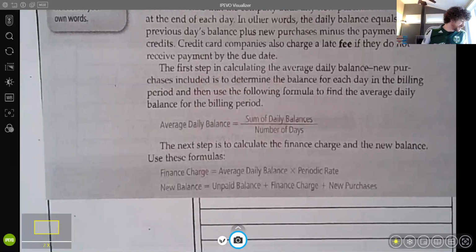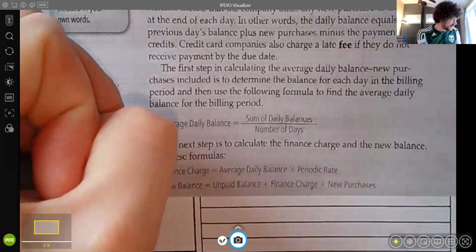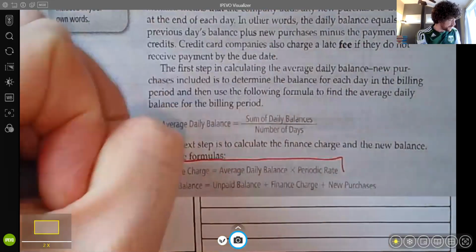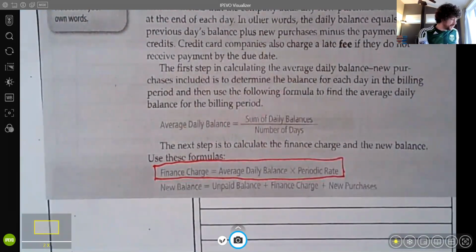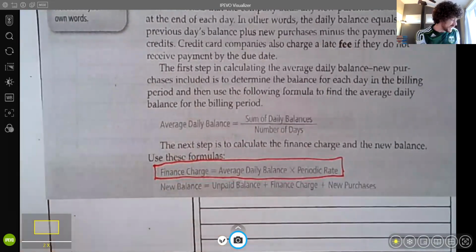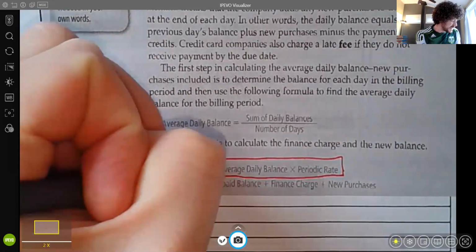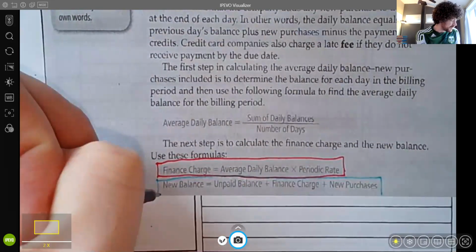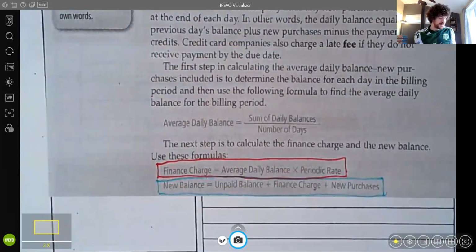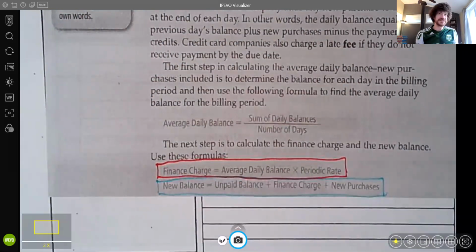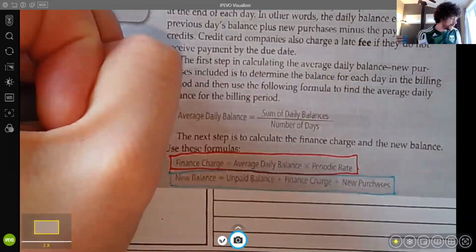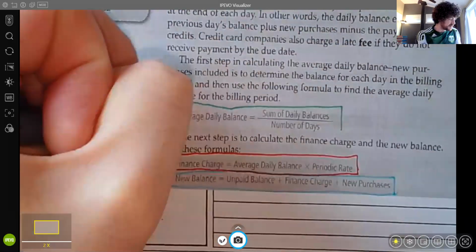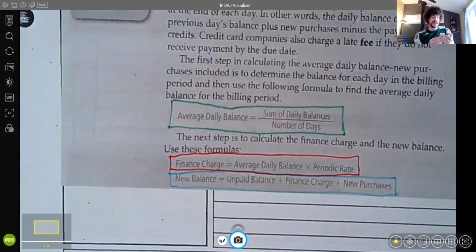Let's see, the average daily balance. Finance charge, I used red, so I'm just going to put this one in red again. And I used blue for the new balance. And by the way, these are the exact same formulas that we used a couple days ago for finance charge and new balance. This top one, though, is different. I used yellow the other day to calculate the unpaid balance, so we're going to use green for average daily balance. That'll be fine for that.